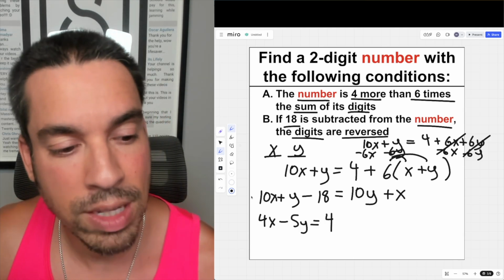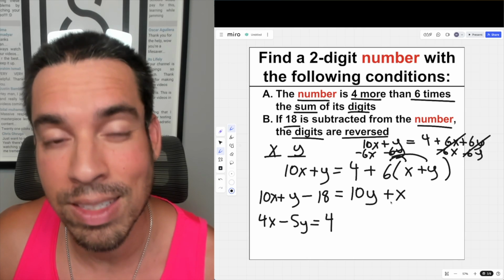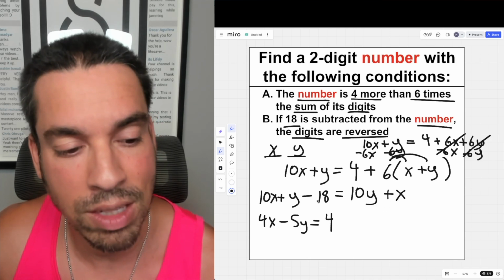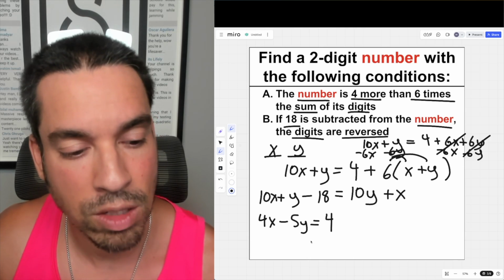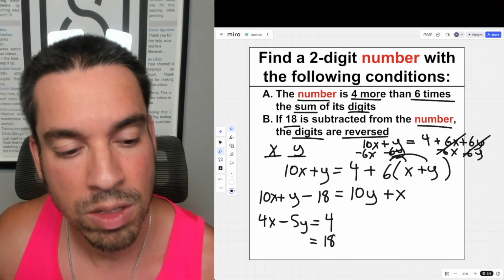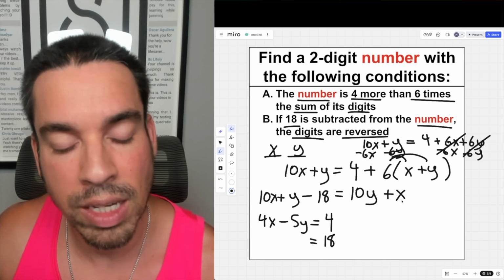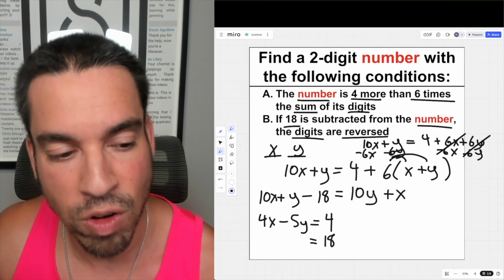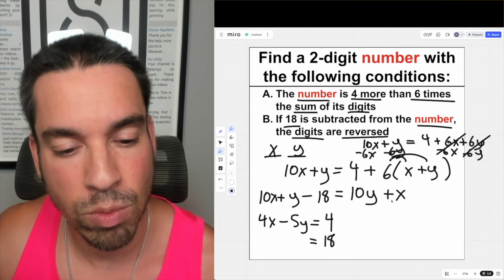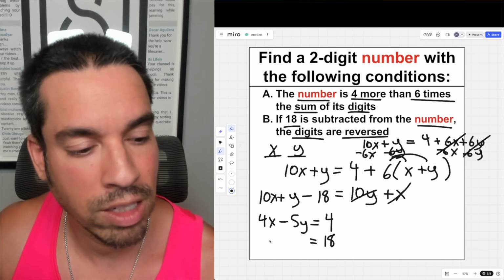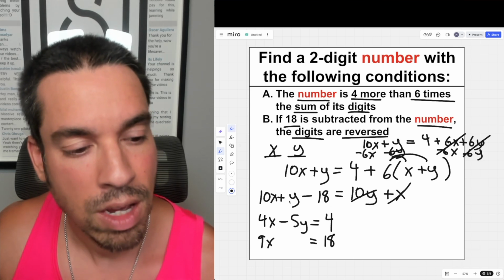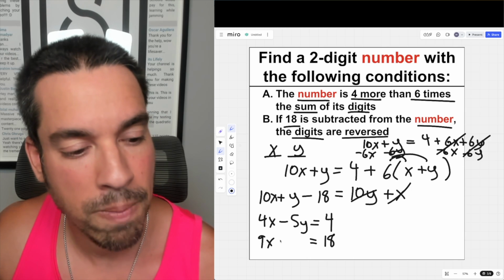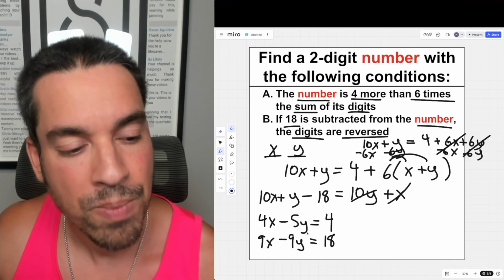Now, let's simplify the second equation, and I want to get it in a similar format. I want x and y on the left-hand side and the constant on the right-hand side. So I'm going to add 18 to the other side, while simultaneously subtracting x and subtracting 10y, so we're going to get rid of both of these. If I do 10x minus x, we get 9x. If I do y minus 10y, we get negative y. All right, this is great.